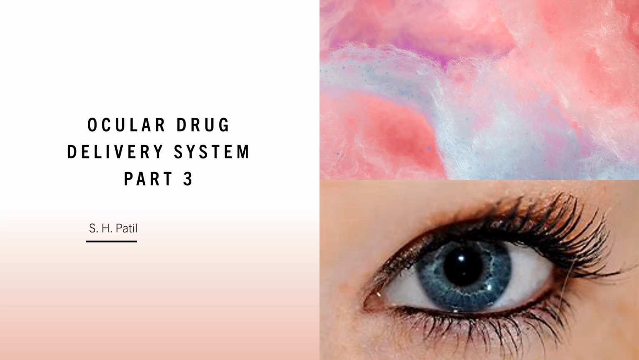In part 1 we have just discussed the general anatomy and physiology of the eye. In part 2 we have learned what are the barriers which act during the penetration of the drug through the eye. Now in part 3 we will see how we can overcome these barriers by using alternative routes.